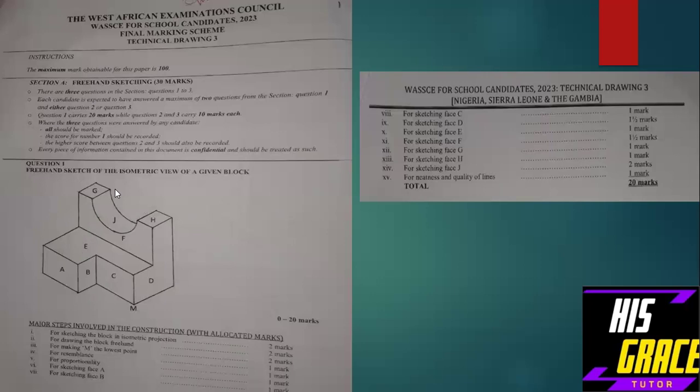So for the conversion of orthographic to isometric, 20 marks is for that. So any student that has practiced very well should be able to get these 20 marks. Okay, so that is for the conversion of orthographic view into isometric view by freehand sketch. Now let's look at that of the tools.